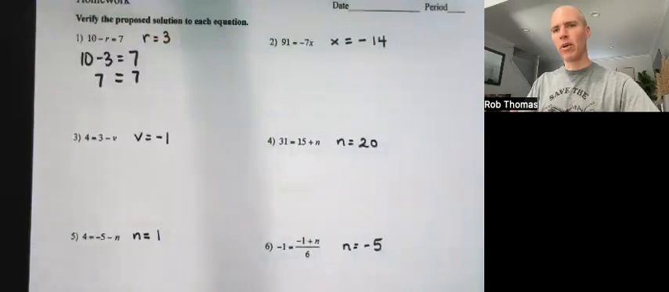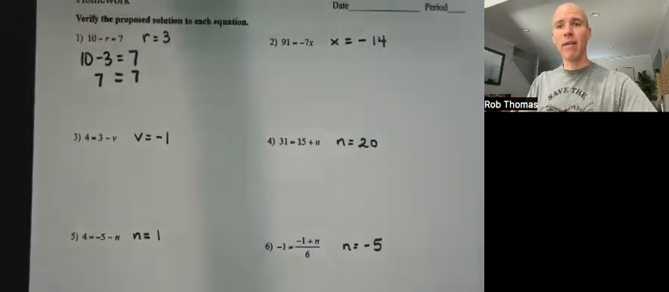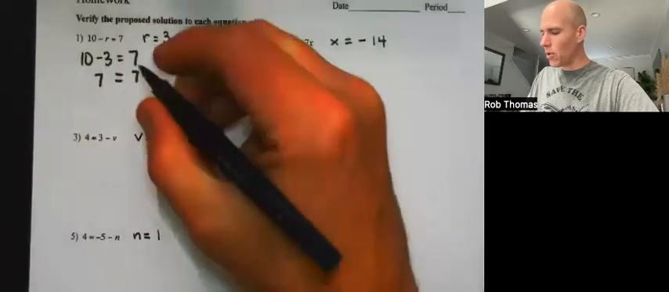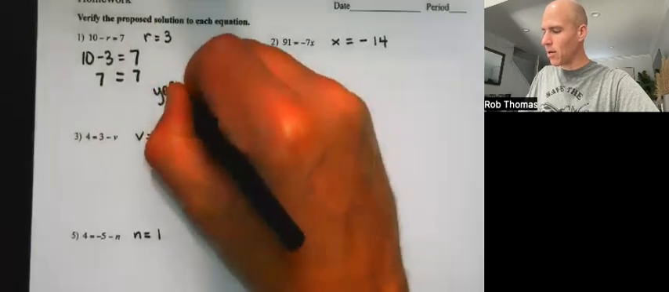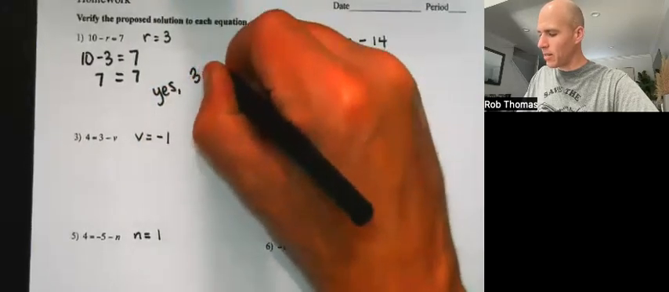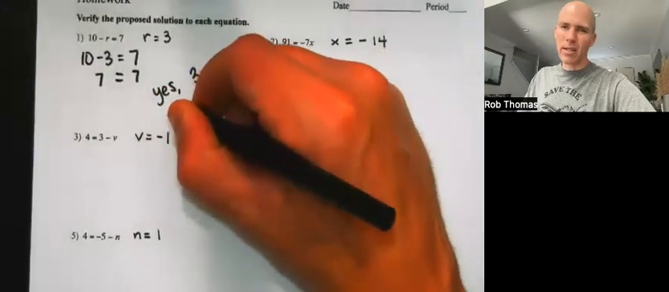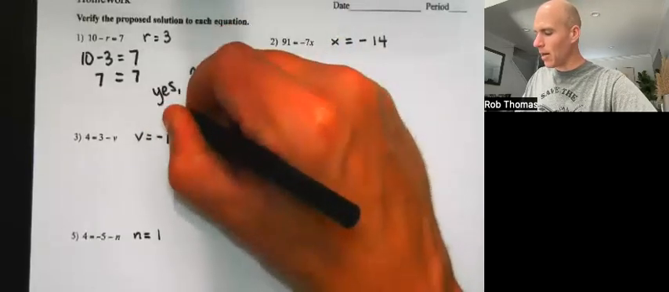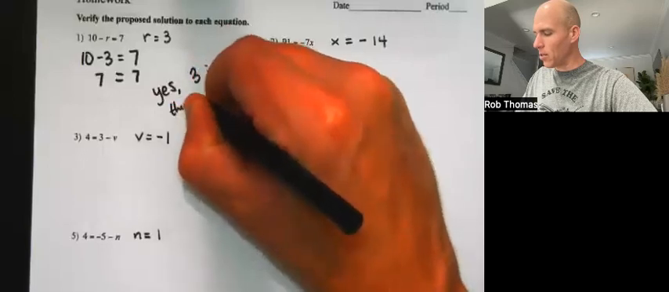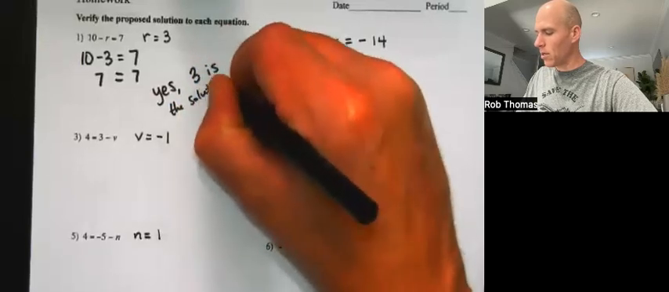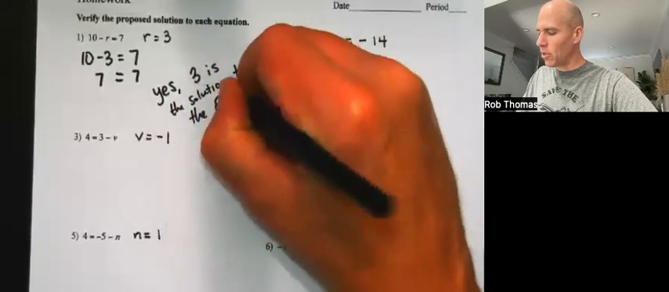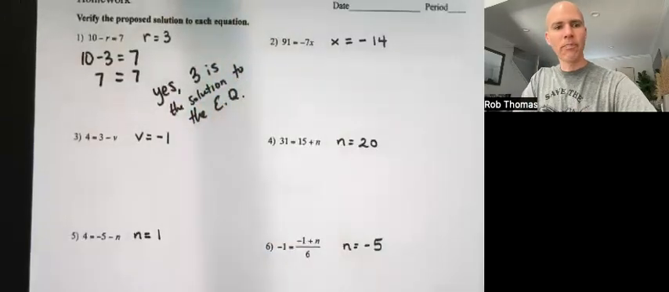And now I pretty much can't go any further, right? I've got something that's very obviously true. 7 equals 7. That means this solution did work because it made the equation true. And so we write, yes, 3 is, you could say a solution or the solution. Either way is okay in 7th grade, I would say, is the solution to the equation. And I like to abbreviate equation as EQ.